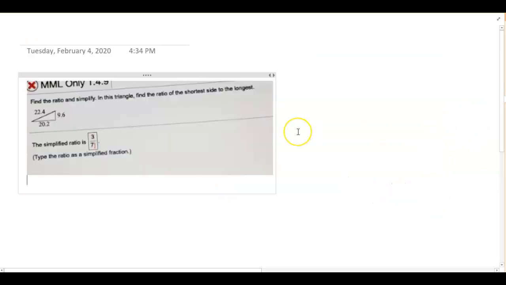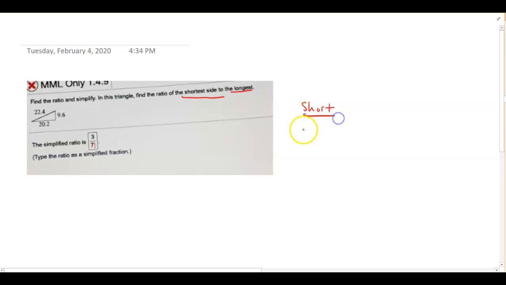Now, the last one says find the ratio and simplify. In this triangle, find the ratio of the shortest side to the longest. So they're telling you that you need to have the short one on top and the longest on bottom. So if I go over here, this is the smallest side, this is the middle, and this is the longest. So I'm going to write this as the shortest side, 9.6, over the longest side, 22.4.